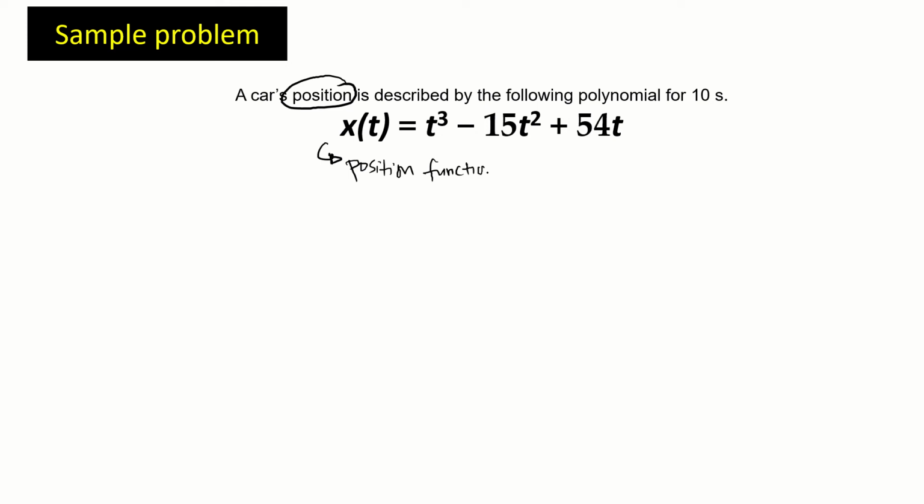So, sa part na to, if you remember the previous lessons that we have, you have your distance or position graph, velocity graph, and then acceleration graph. For this part, you'll be identifying what kind of function is it. Is it a position function, a velocity function, or an acceleration function? So here, it's mentioned already that this is a car's position. So generally, this is a position function or a distance function or displacement function, whatever you want to call it. Pero ang sabi dito, this is a position function.